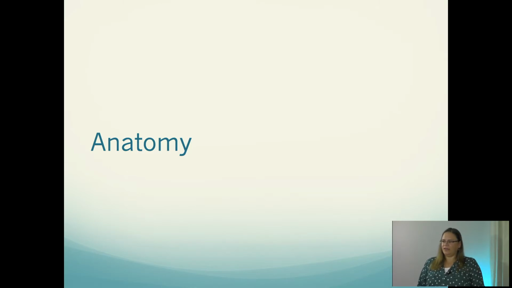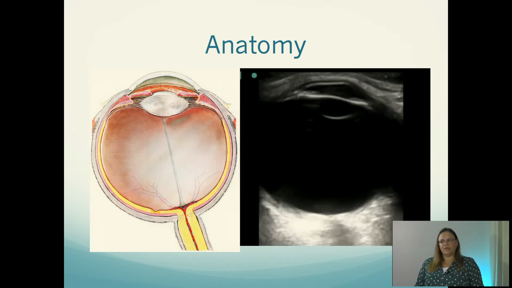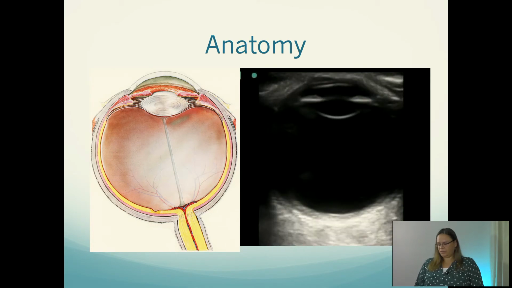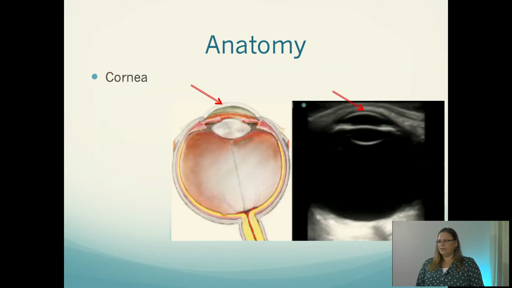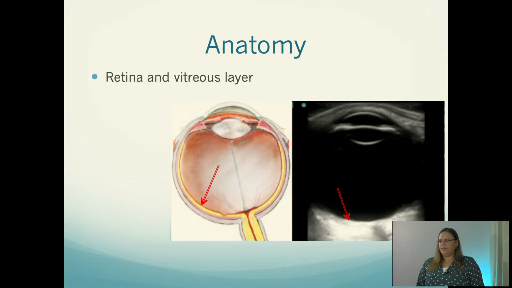What are you looking at on the ultrasound screen? As you can see here, we have our diagram of the orbit on the left and then our ultrasound on the right, and you can see the corresponding structures between the two pictures. So the first thing we'll be looking at is the cornea. You can see the cornea on the ultrasound here represented by the red arrow. The lens is going to be just posterior to the cornea, then your vitreous chamber, your retina and vitreous layer, which is the posterior aspect of the eye, and then our optic nerve, artery, and vein, which run in the optic sheath.